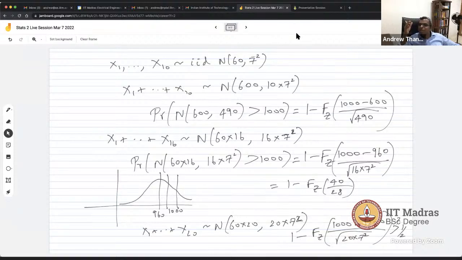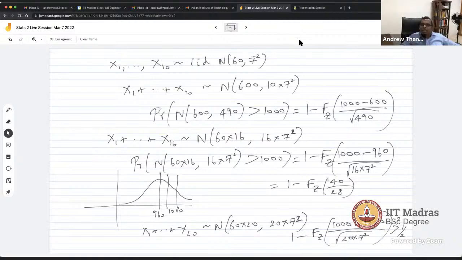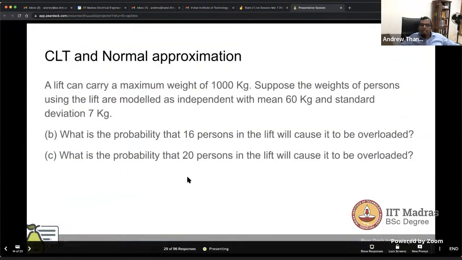So if 20 people are getting in, it's very likely that the lift is not going anywhere, right? So this is going to go greater than half. Okay, I hope this is clear. There's no major theory here. It's just using these simple calculations over and over again in the same way.